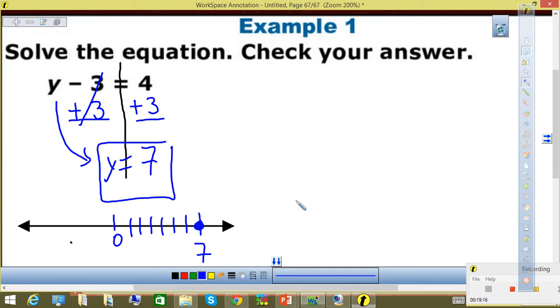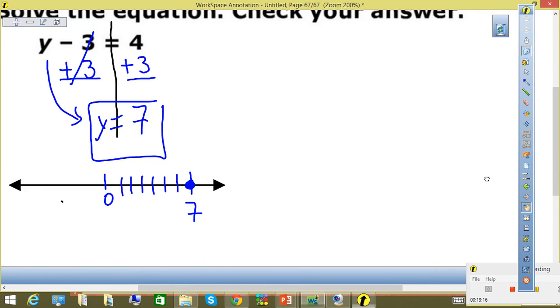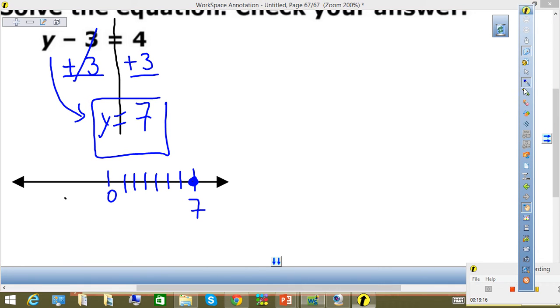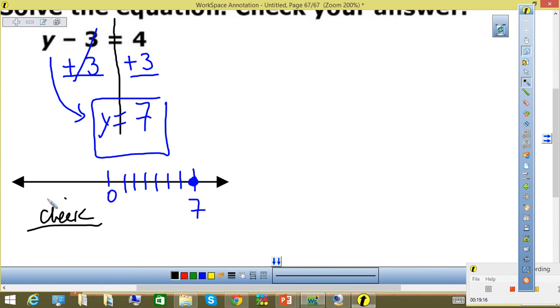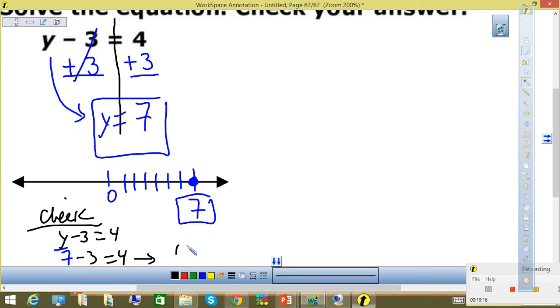Focus, please. And what is our last step? Everyone, check. Do that underneath here. We write our original equation, y minus 3 equals 4. But now, instead of y, what are we going to substitute in there? 7. So this is 7 minus 3 equals 4. And this is 4 equals 4, which is true.